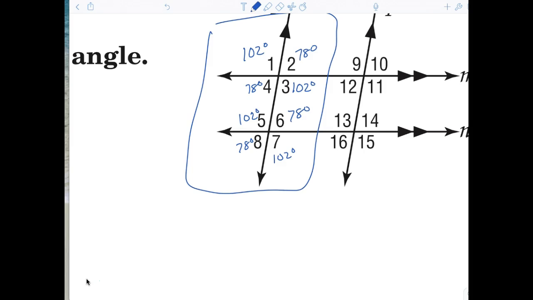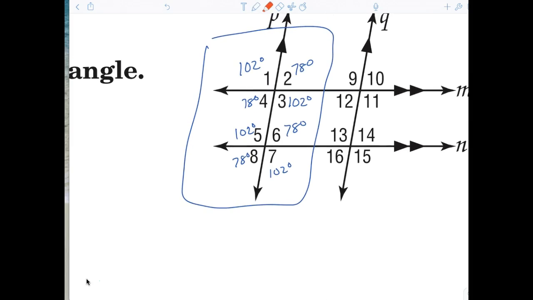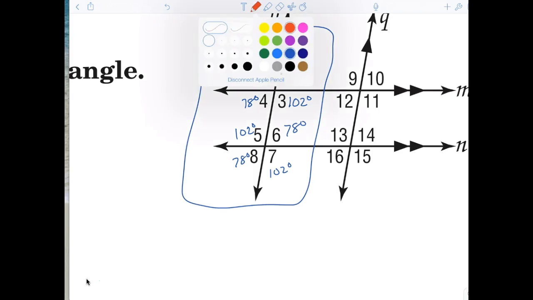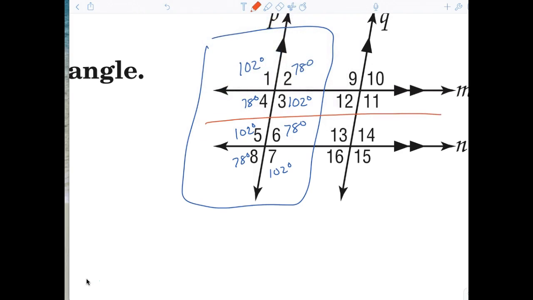Now what you have to understand is, watch and make sure you see what I'm seeing. This over here, this parallel and the transversal creates the same thing. Does everybody agree with that? So everything's either what? 102 or 78.